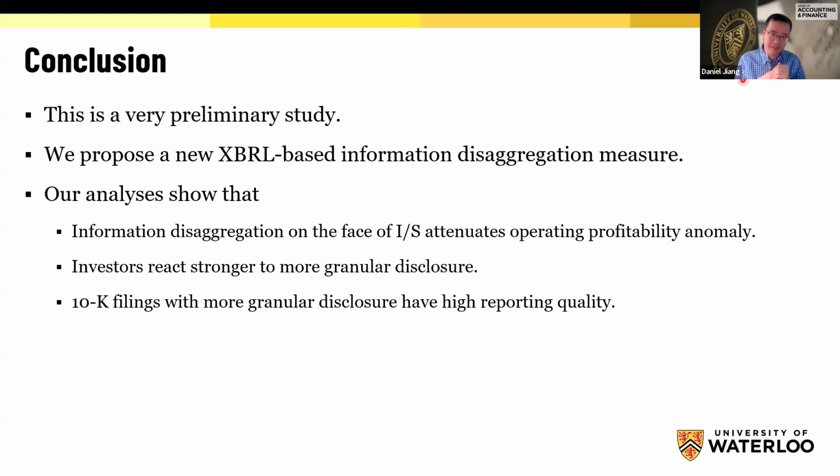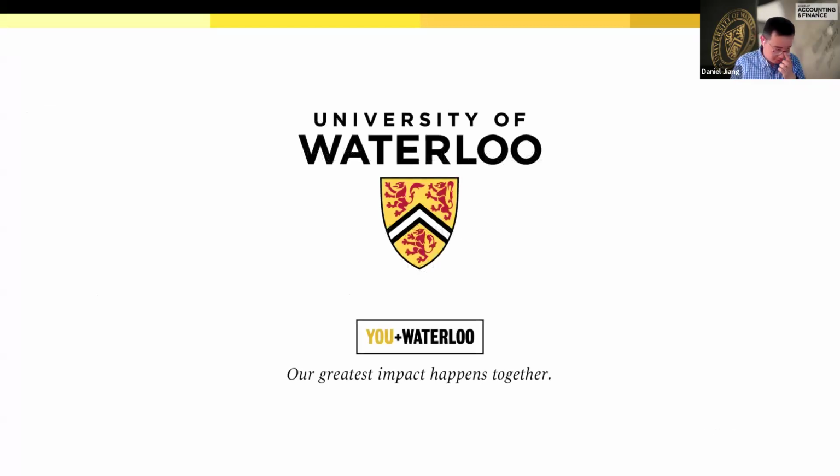And in terms of our findings, our analysis shows that information disaggregation, especially disaggregation on the face of the income statement, attenuates the operating profitability anomaly, and investors will react more strongly to the OP signal if there are more granular disclosures on the 10K filings. We also show that 10K filings with more granular disclosure usually have a better reporting quality. So with that being said, I'm going to open the floor again to answer any questions I haven't addressed during the presentation. Thank you very much.